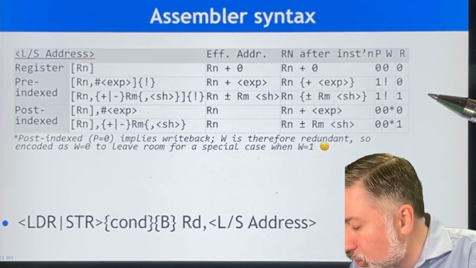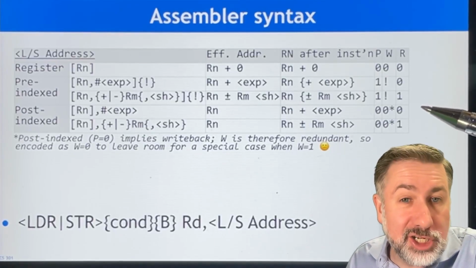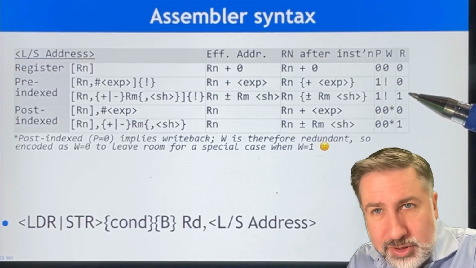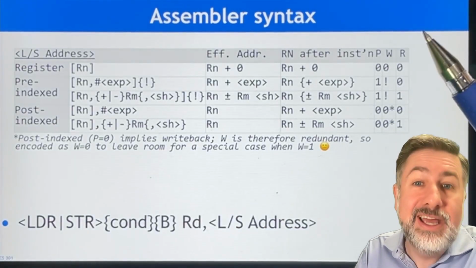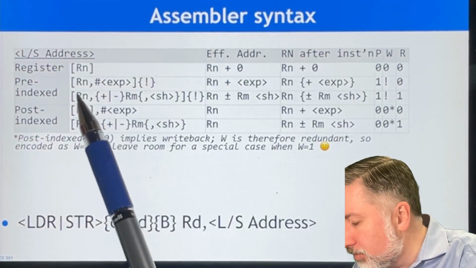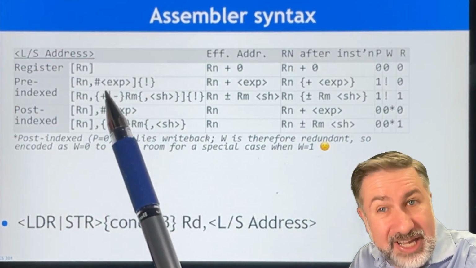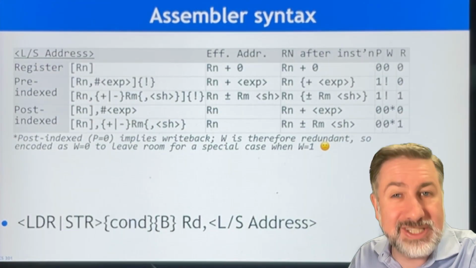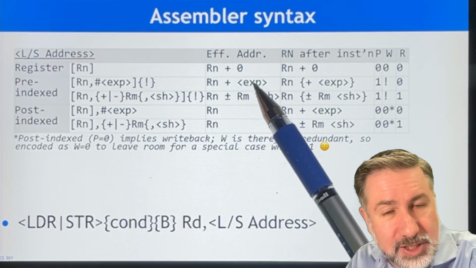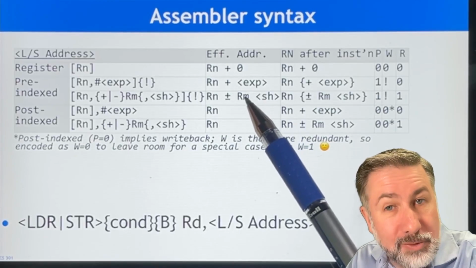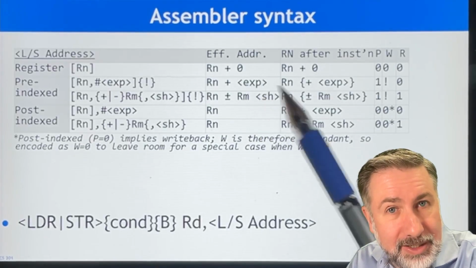So now we'll look at an option of changing the pointer before you use it. We call this pre-indexing. The way you specify that in the assembly language makes sense. You put both the register and the offset inside the brackets, which means the effective address is the register combined with the offset, whether that is by an immediate value or by a register shifted by some value, right?